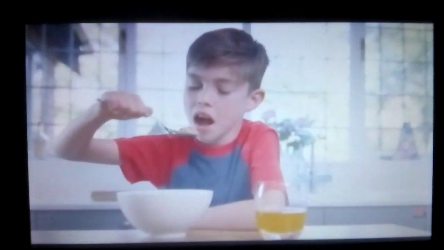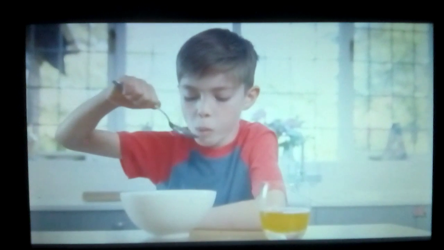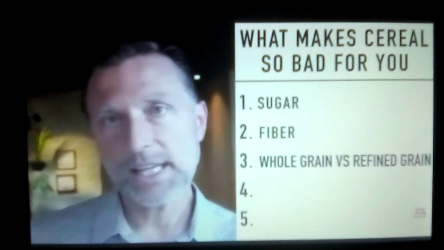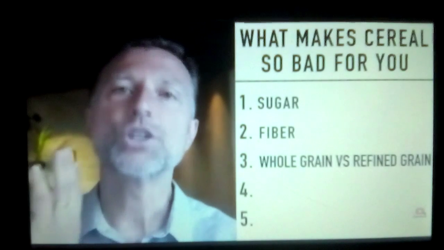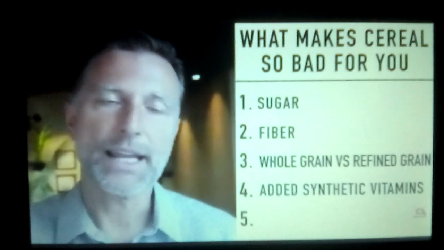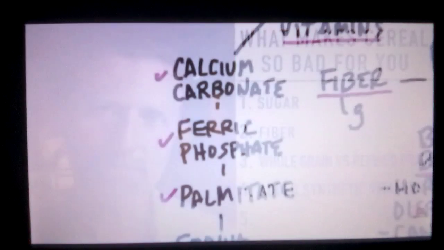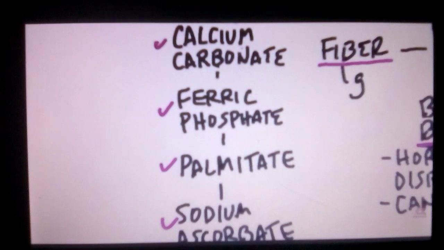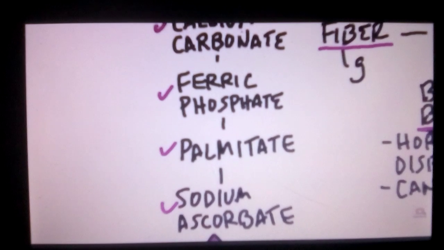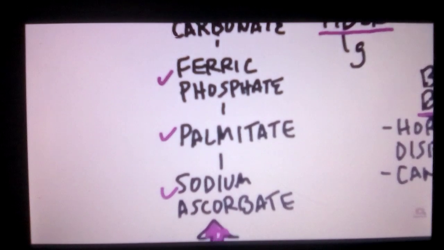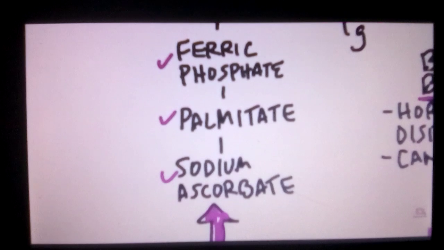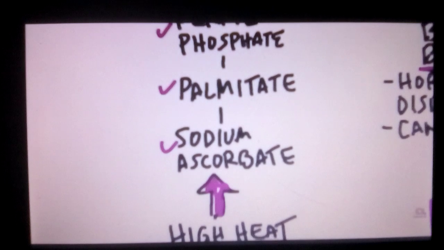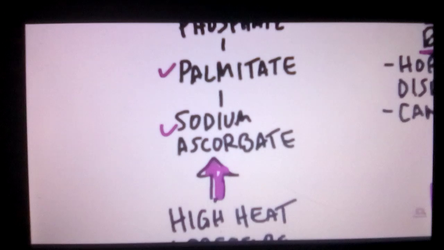And so now how can they say that cereal is so nutrient dense? That's because any and all nutrients in that cereal are added as an enhancement or a fortification. If you look at the label, it'll have calcium carbonate added, ferric phosphate, which is a type of iron that you don't want to put in your body. It has palmitate, which is a synthetic vitamin A, and sodium ascorbate, which is synthetic vitamin C.